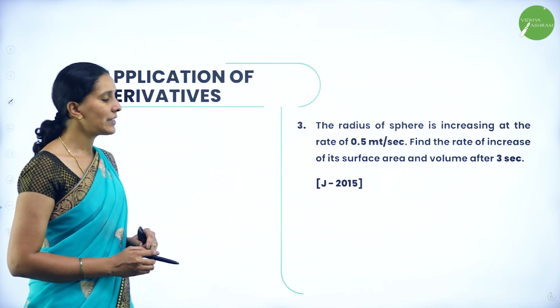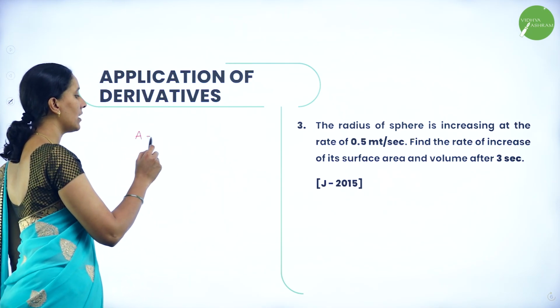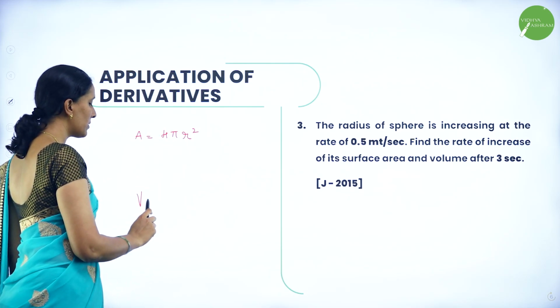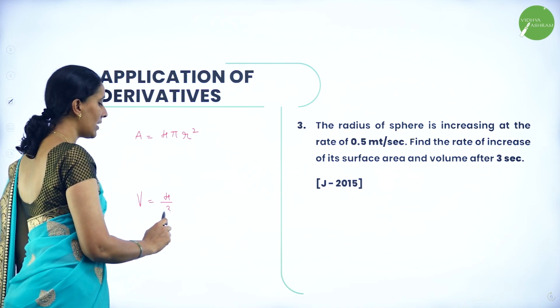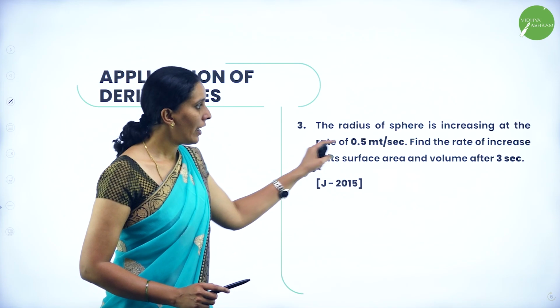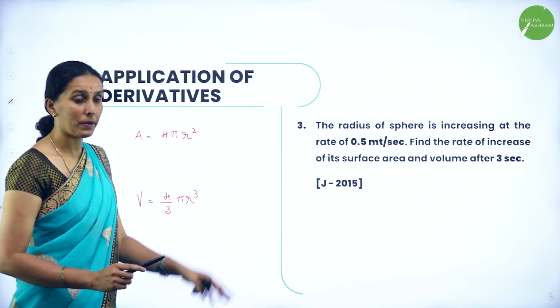So what is the surface area of the sphere? The surface area is equal to 4 pi r square, and the volume of a sphere is 4 by 3 pi r cube. Now we need to find out the rate of increase, that is, change in area as well as change in volume with respect to time.